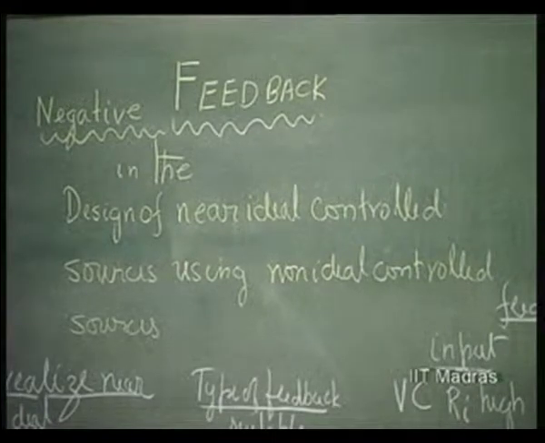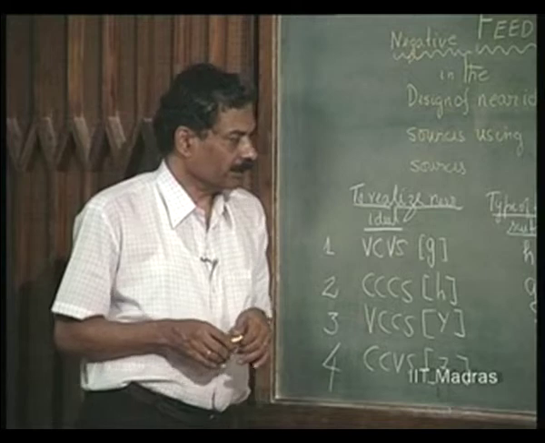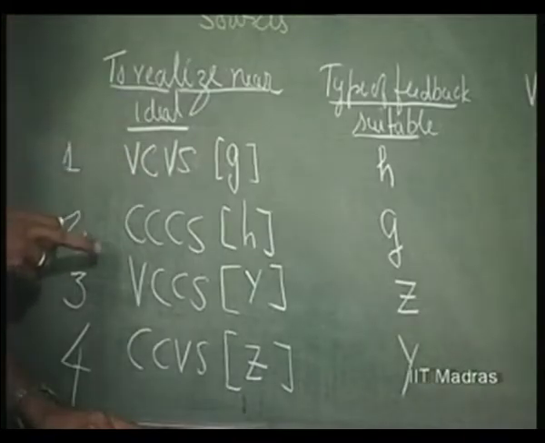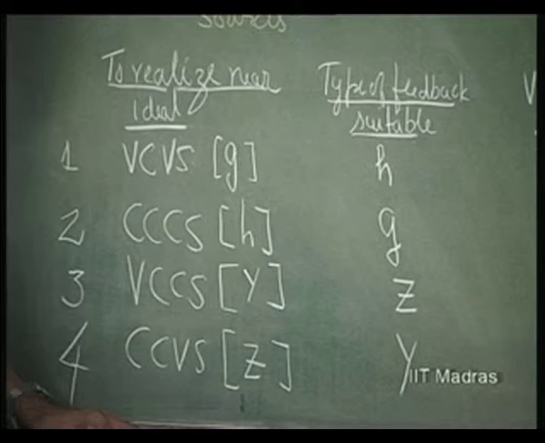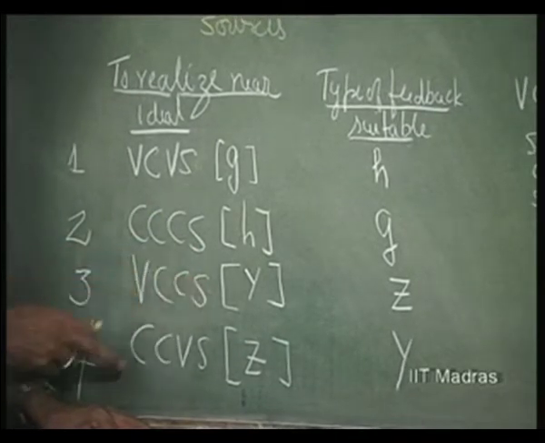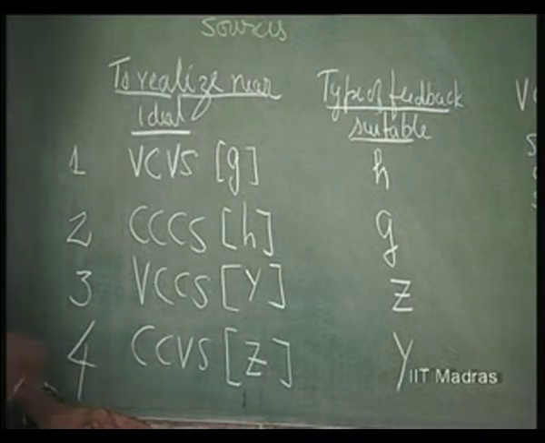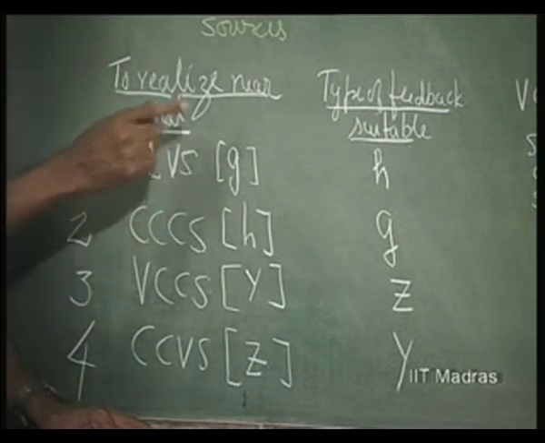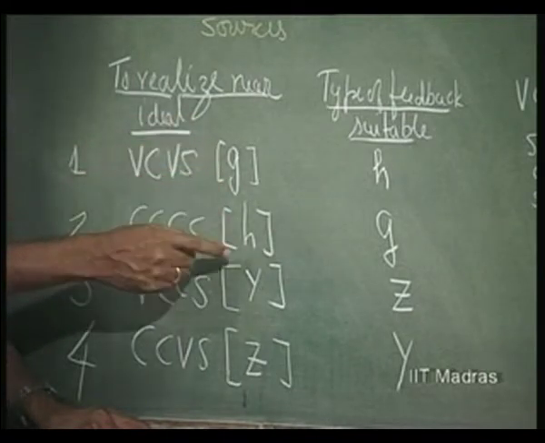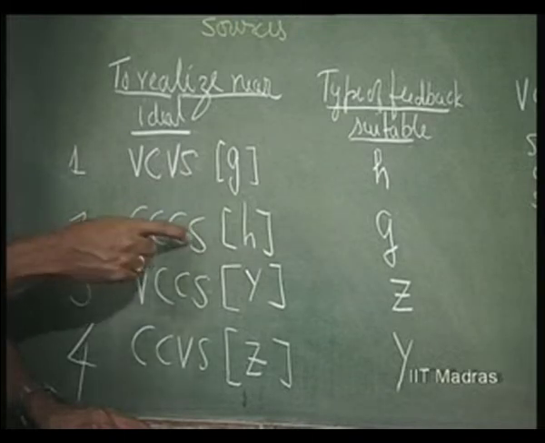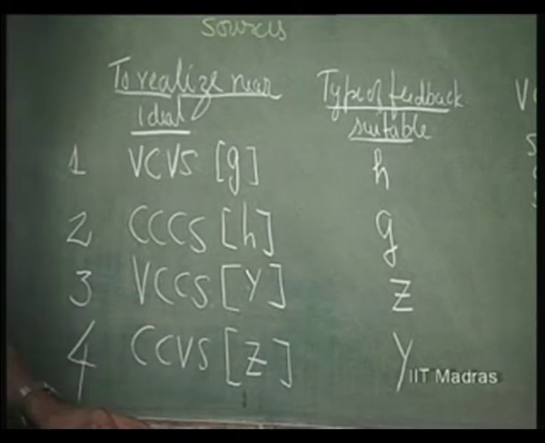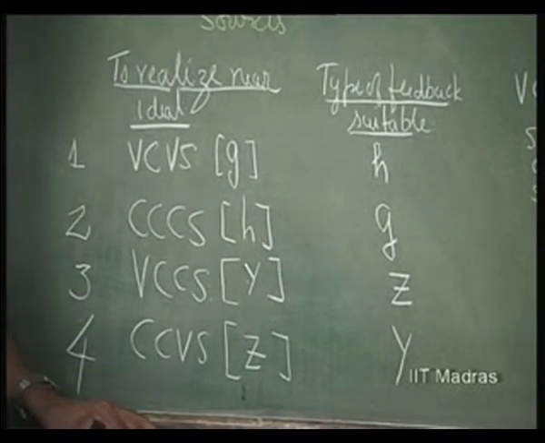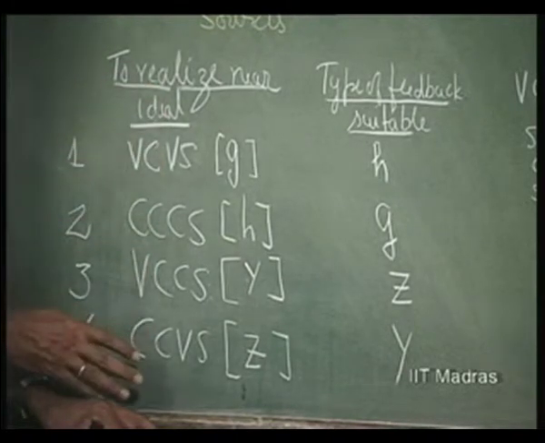That is what we are going to discuss in this tabular column, which we had earlier seen. To realize near ideal, what kind of source do you want to realize? Do you want a near ideal voltage control voltage source, or current control current source, or voltage control current source, or current control voltage source, which ideally can be represented only by these parameters that we had seen: G for VCVS, H for CCCS, Y for VCCS, Z for CCVS. What we mean is that all the other parameters will go towards 0 except for the forward transfer parameter, which only exists as far as these ideal sources are concerned.